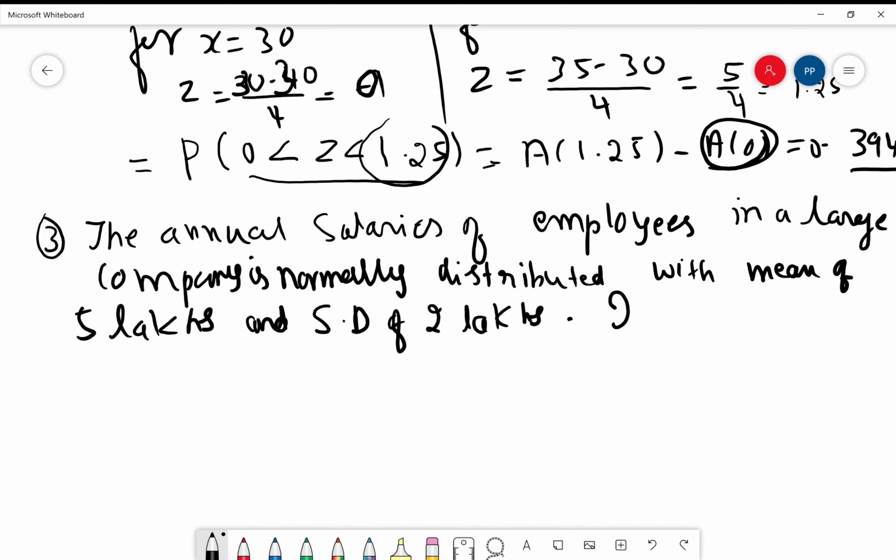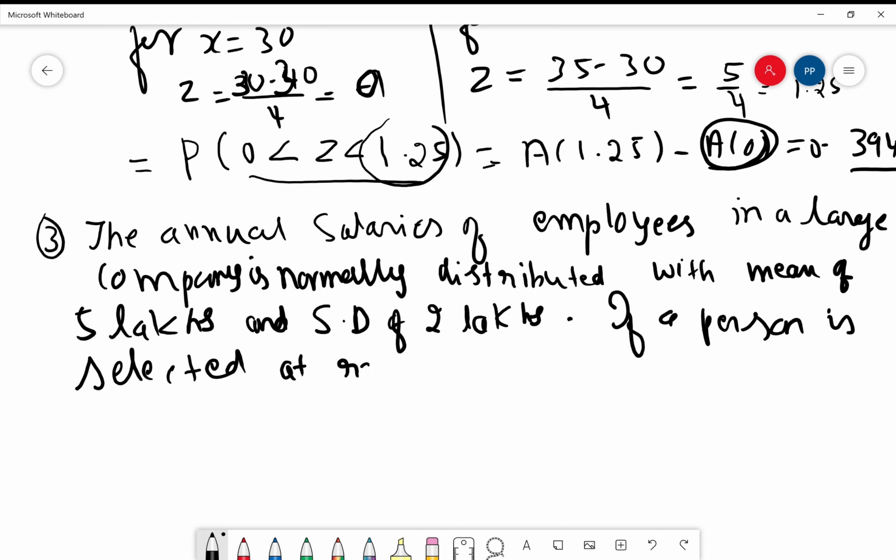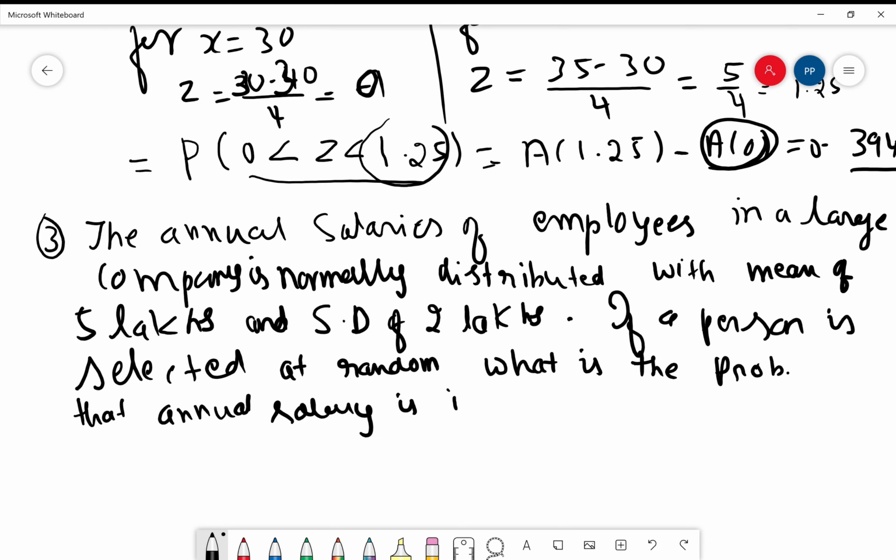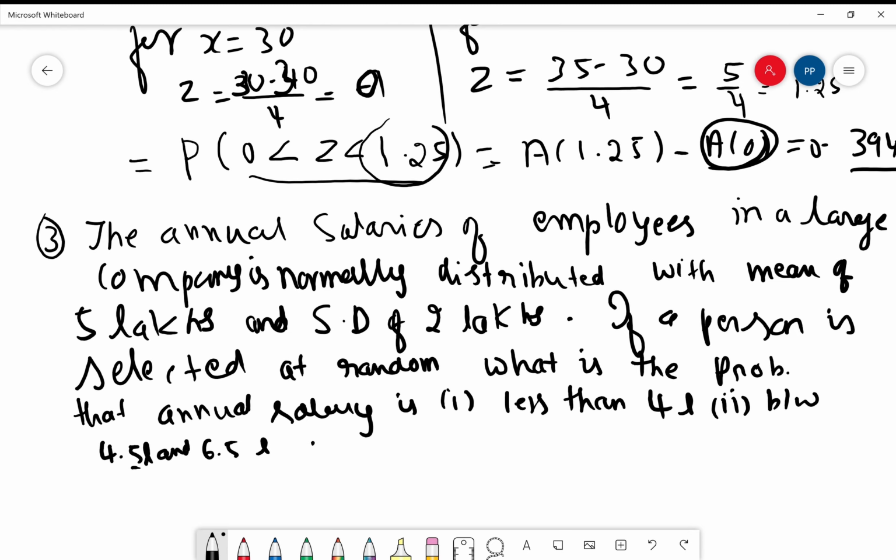Now, if a person is selected at random, what is the probability that the annual salary is: number 1, less than 4 lakhs; number 2, between 4.5 and 6.5 lakhs; and number 3, more than 7 lakhs.